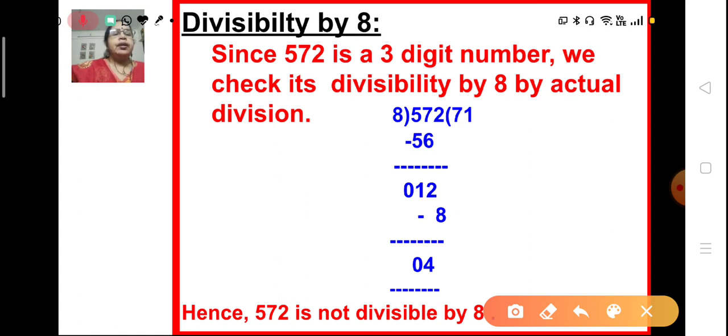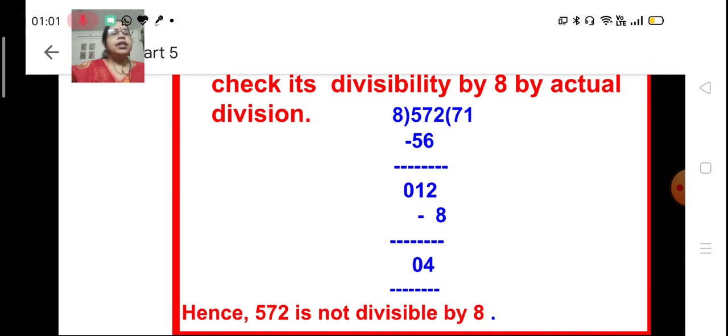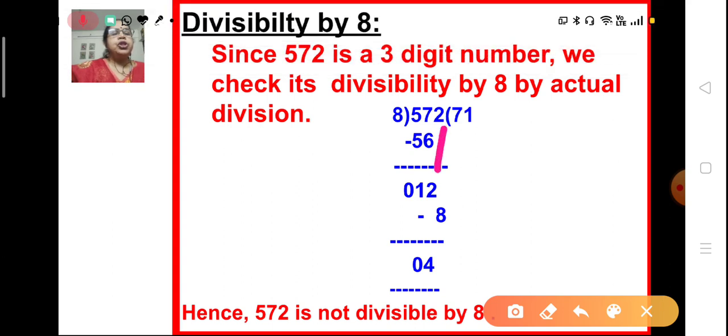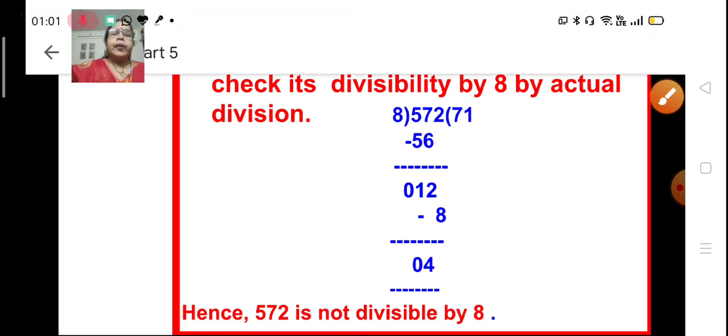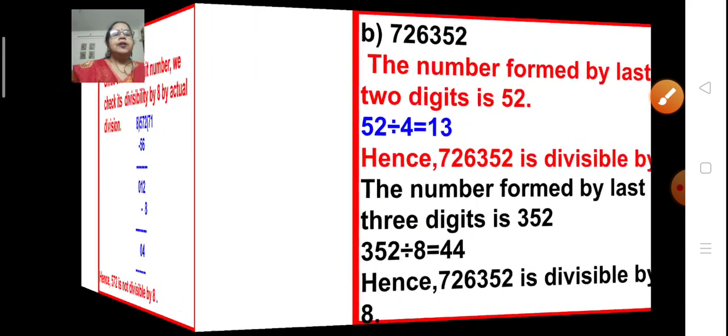572, dividing this number by 8. 8 7s are 56. 57 minus 56 is 1, and we have taken 2 here, isn't it? The number becomes 12, and 8 once is 8, 12 minus 8 becomes 4. So, the number is not divisible by 8. 572 is not divisible by 8.